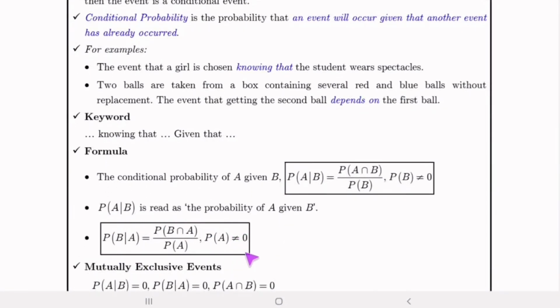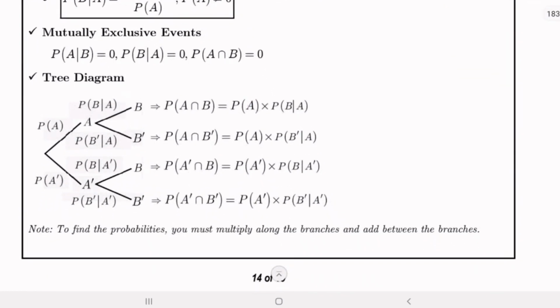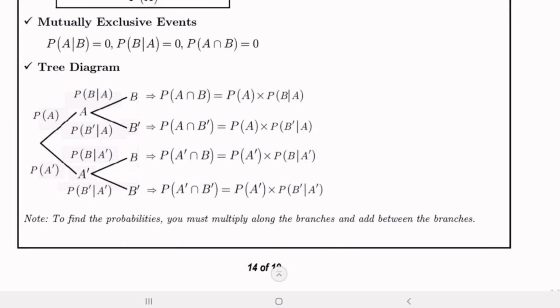So this is the formula for the probability of B given A. If it is stated that A and B are mutually exclusive events, then the probability of A given B, the probability of B given A, and the probability of A intersect B are equal to 0. This is an example of a tree diagram for conditional probability. Note, to find the probabilities, you must multiply along the branches, and add between branches.